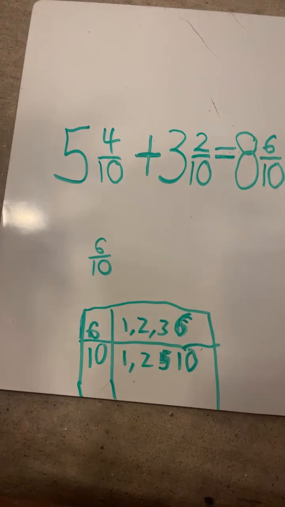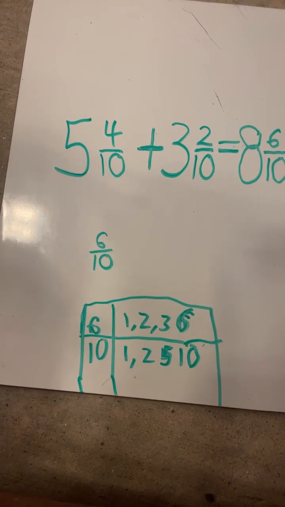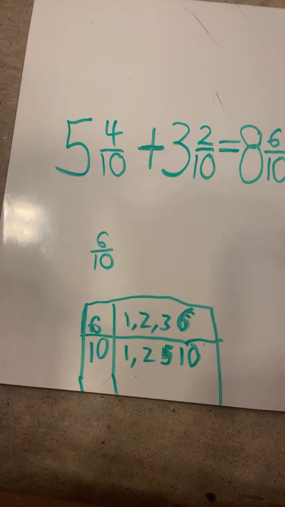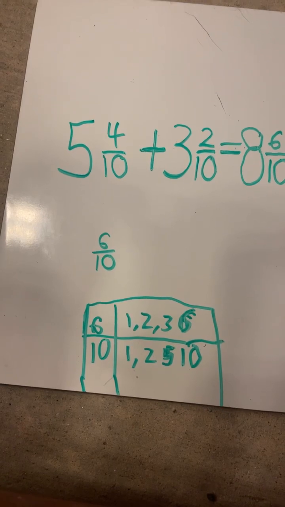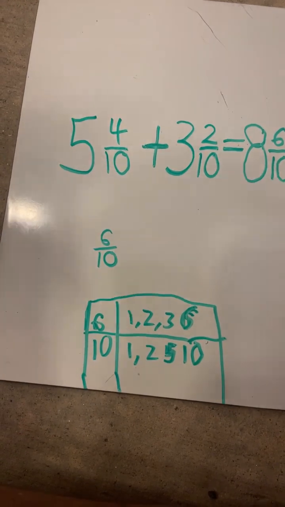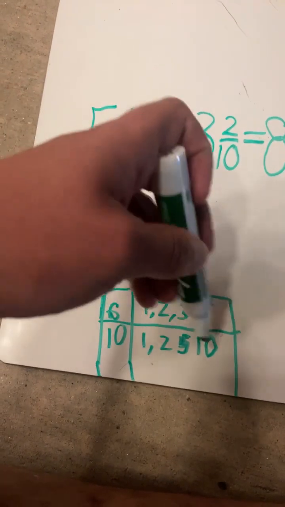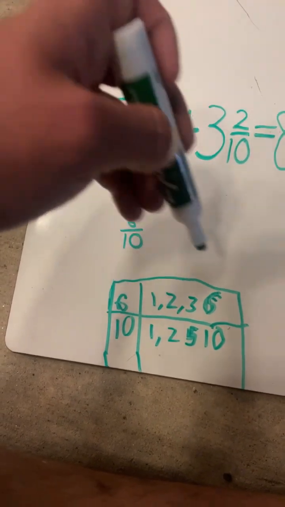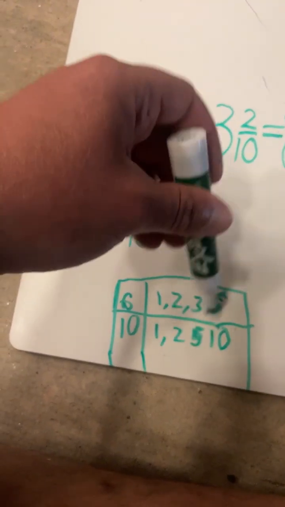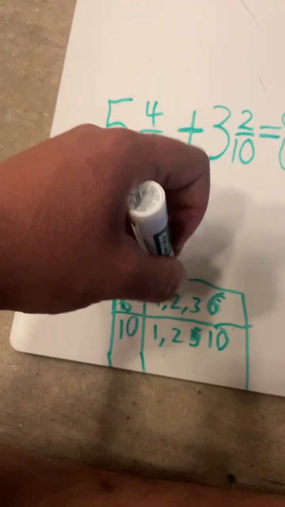So now looking at all the factors, even though 10 might be the biggest factor, it's not the greatest common factor. The greatest common factor is the biggest factor that you see that both numbers have in common. Now 10 is not a factor of 6. 10 is a factor of 10. 6 is a factor of 6, but 6 is not a factor of 10. So the biggest number that both 6 and 10 have in common is 2.